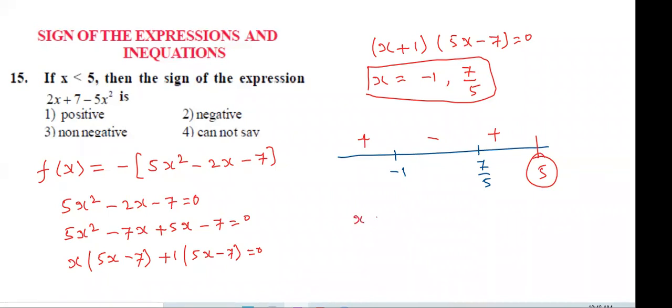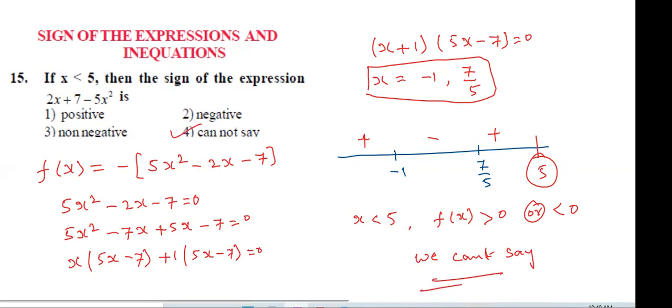Now, if x is less than 5, the given expression f of x, positive or negative, we can't say exactly. f of x is greater than 0 or less than 0, we can't say exactly. That is the answer. We can't say. Fourth option.